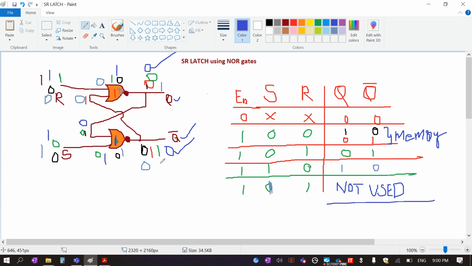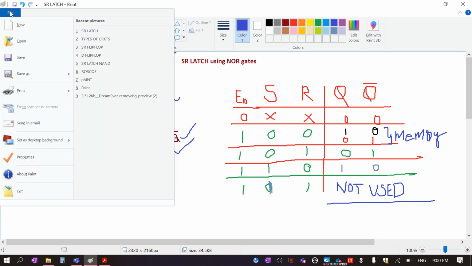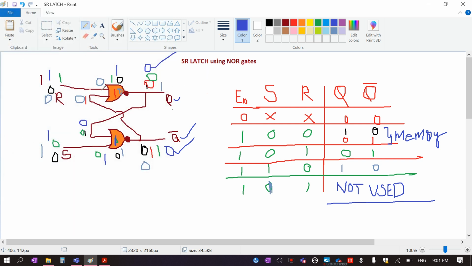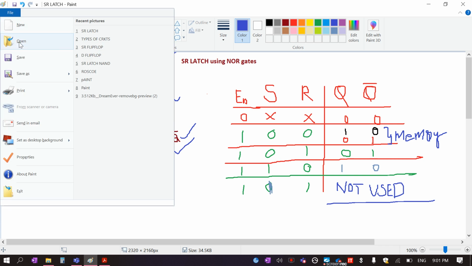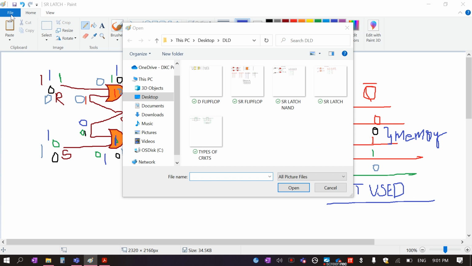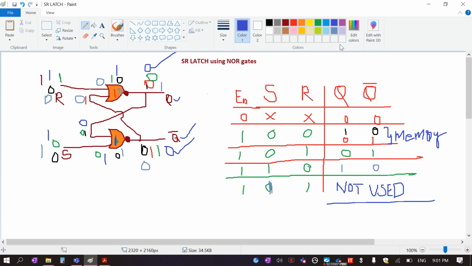Sure. Okay, let's take another case, that is an SR latch using NAND gates. So don't forget, this one is using NOR gates. NOR is nothing but addition, so that's why I have added over here and then applied NOT over here. Now let me take NAND. Okay, SR latch using NAND gates. Let me save it.